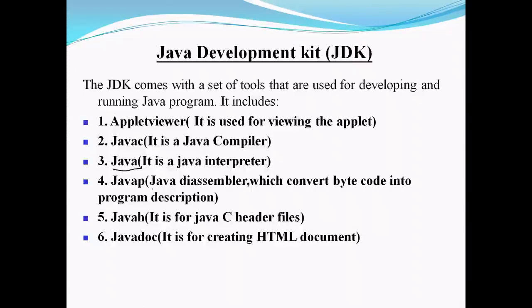Then we have javadoc. Javadoc creates HTML format documentation from Java source code files. So you can create an HTML document for your Java source code file, which includes a detailed description of your Java source code program. So that is javadoc. Next is JDB, which is the Java debugger, which helps us find errors in our program. You can use this debugger to find errors in your program.